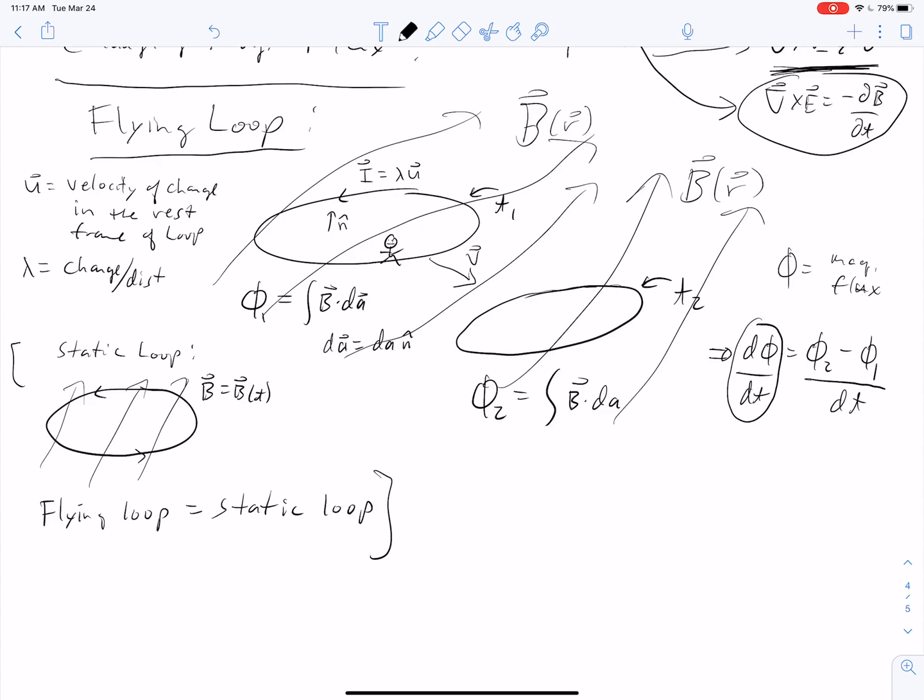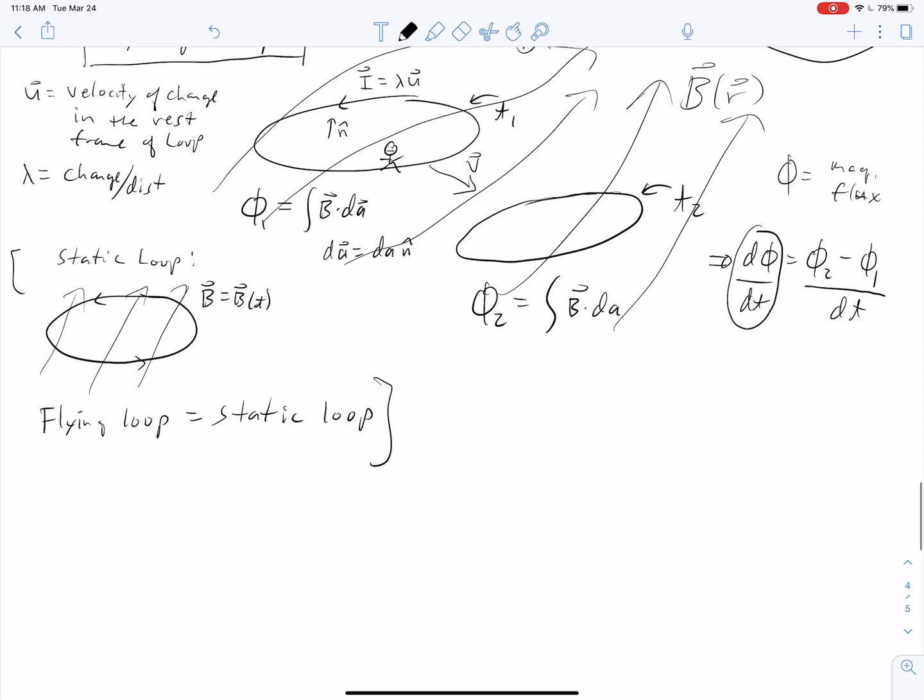So we're going to approach this topic from the flying loop perspective, which might seem unintuitive because in the laboratory, our electrical circuits are not usually flying through the air, but it just turns out that the flying loop is easier for the derivation. The math is easier for the flying loop.